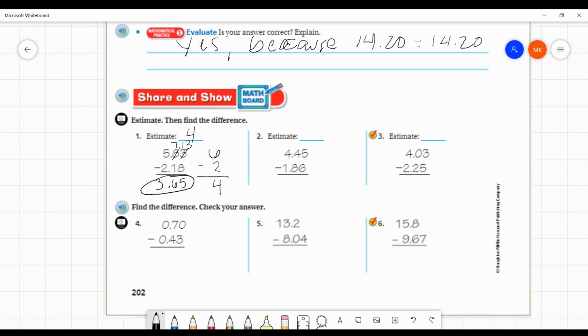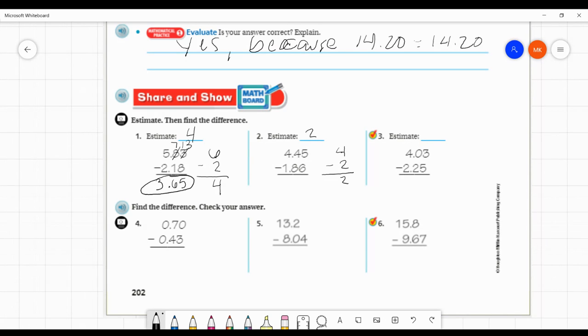4.45. With 4.45, I will round down because of this 4, so it will stay the same as a 4. 1.86. This 8 makes me round up, so I'll have 4 minus 2 gives me 2 as my estimate. So now let's find our difference.